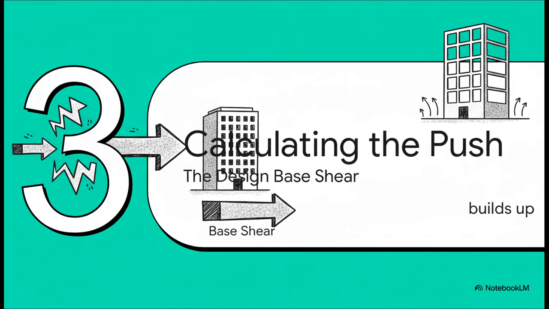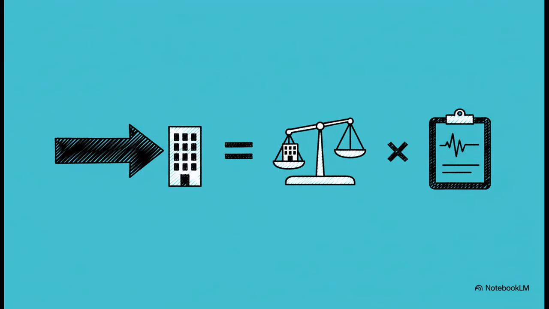So, the next big question is, if we're going to replace this whole complicated earthquake with one simple push, how big does that push need to be? Engineers call this total horizontal force the base shear, and figuring that out is the next crucial step. It all boils down to this simple-looking formula. Now, don't worry about the letters. The concept is actually really intuitive.